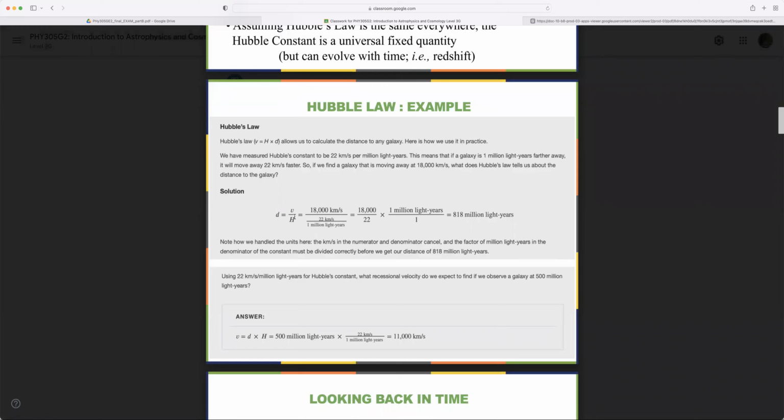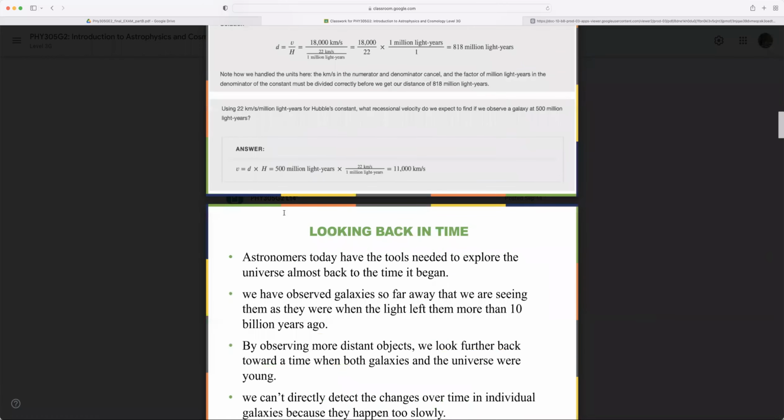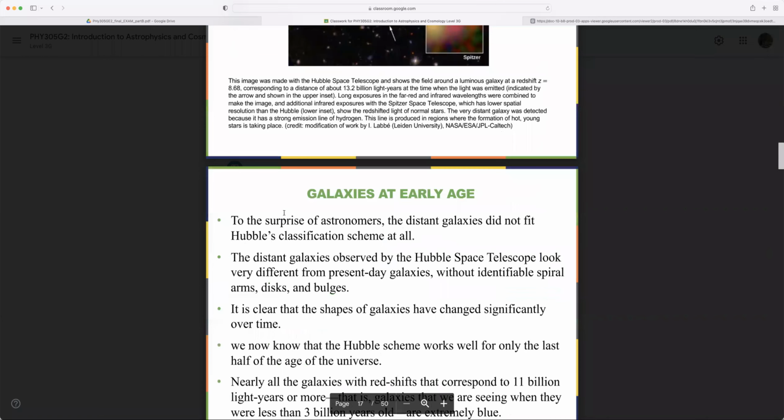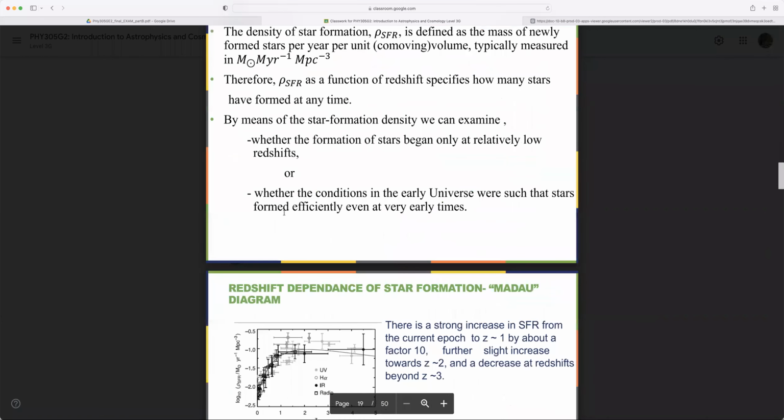These are simple equations, but you need to understand and logically connect them to each other, right? So d equals v over H, which means that if your receding velocity is higher, the distance is huge. So distance is very large, and that's how they are connected. That means if your redshift value is higher, you are looking at larger look back times or higher distances.